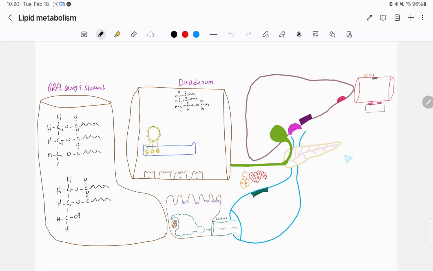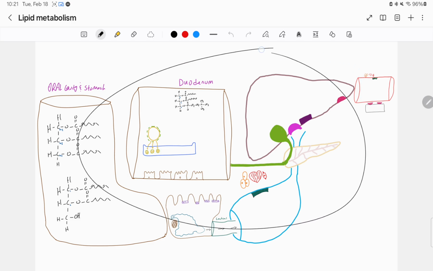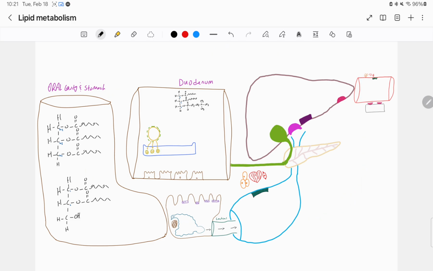And in this video, we're going to start talking about lipid digestion and absorption. And in the next video, we're going to continue filling out this diagram when we talk about lipoprotein metabolism. Okay, but for now, let's focus on the digestion and absorption of lipids.